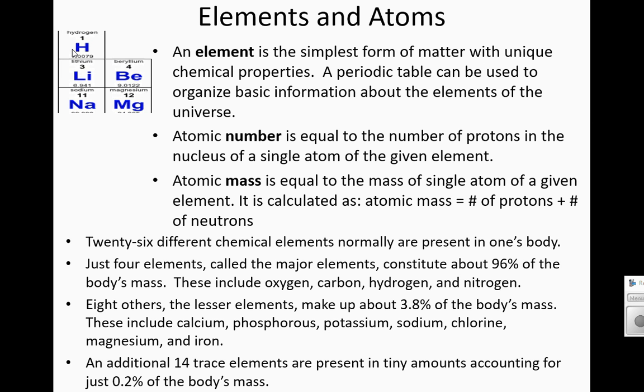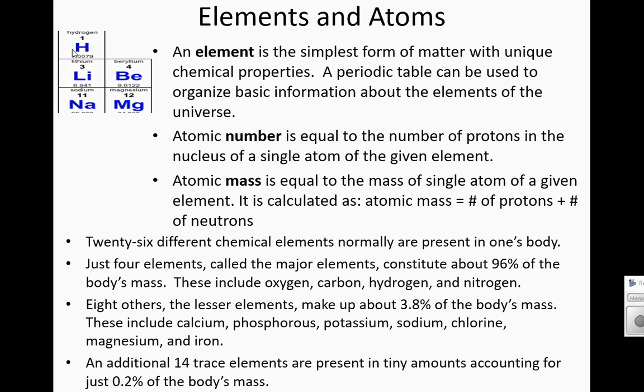8 others. The lesser elements make up about 3.8% of the body's mass. These include calcium, which we know is found in bones and teeth. So is phosphorus. Potassium, sodium, and chlorine, we'll talk a lot about those, especially potassium and sodium. Those are very, very important for nerve impulses, action potentials.